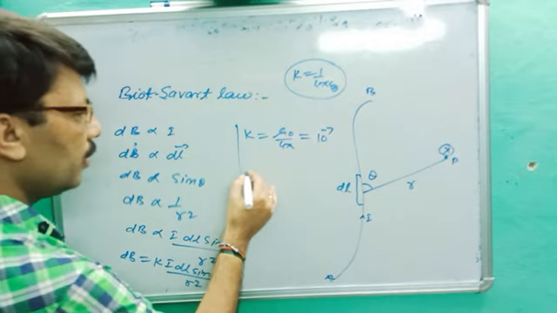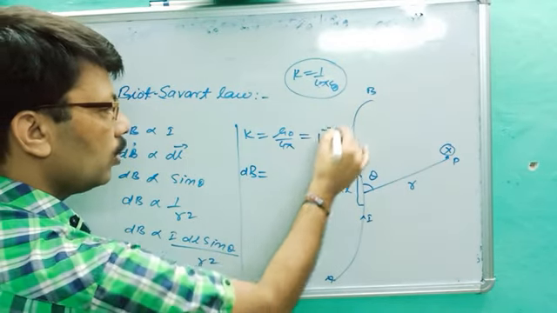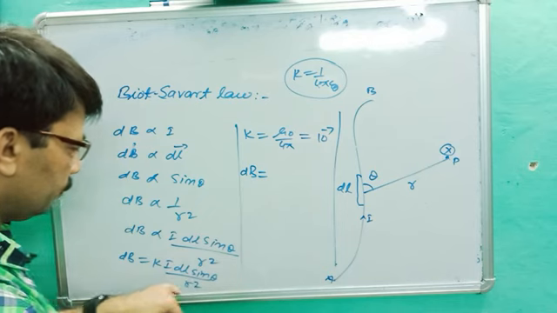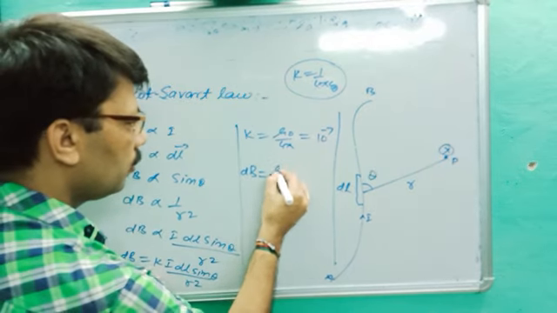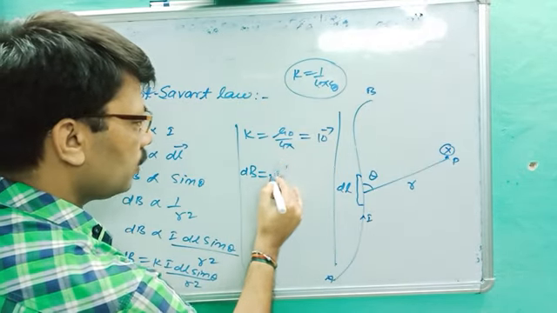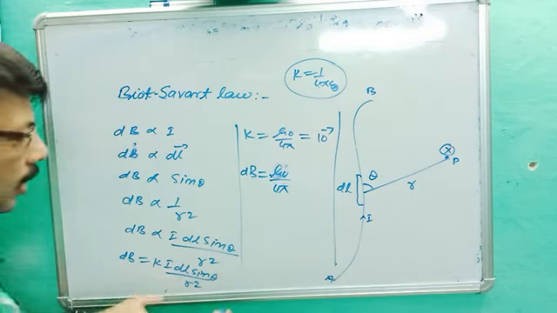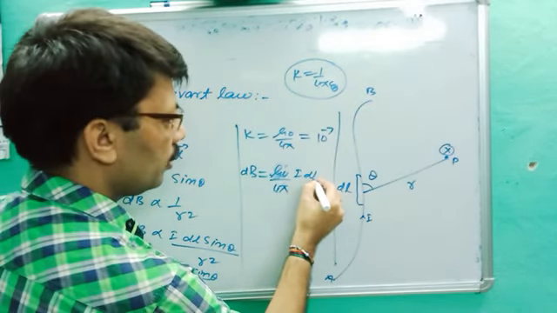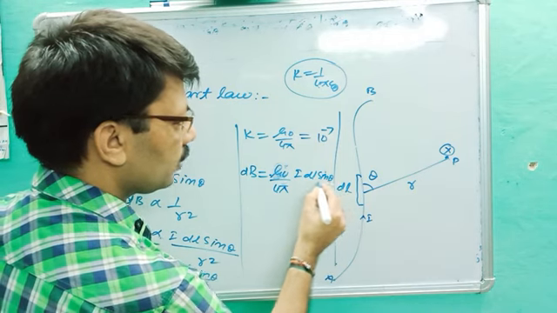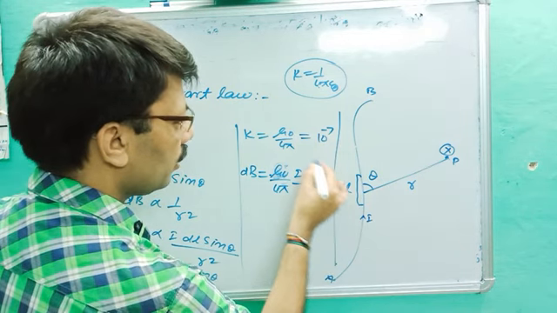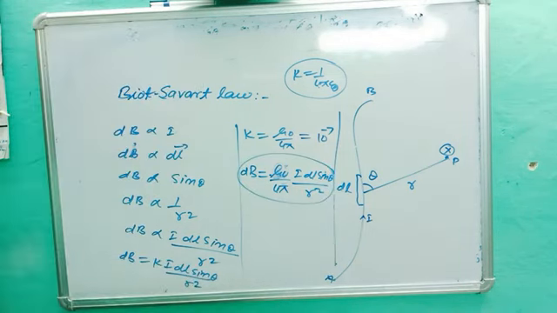So what is the value of dB? dB is equal to K, the value of K is mu naught upon 4 pi, times I dl sin theta upon R square. This is called Biot-Savart law.